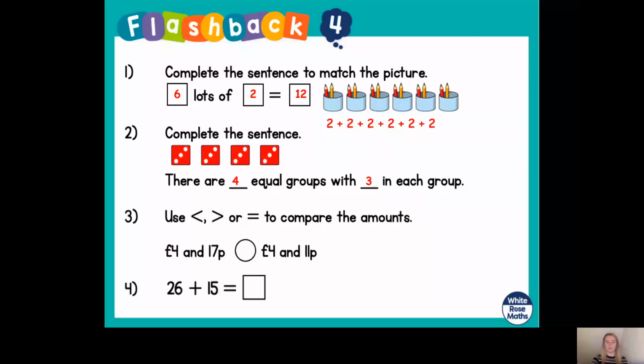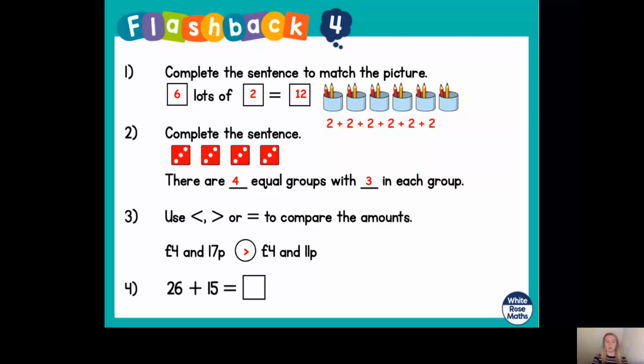Now, number 3, let's look at the pounds first. Now, the pounds are equal on each side, aren't they? There's £4 on one side and £4 on the other. So to work out which sign we need, we look at the pence. So on one side we have 17 pence, and the other side we have 11 pence. Which is greater, 17 pence or 11 pence? Yes, that's right, 17 pence is greater. So we need the more than sign here.